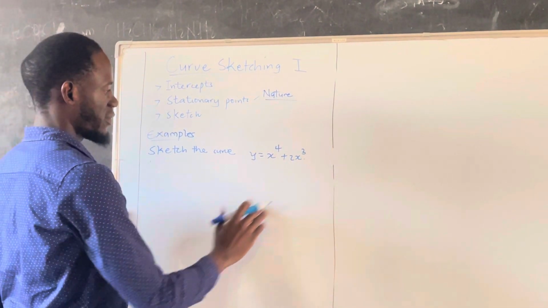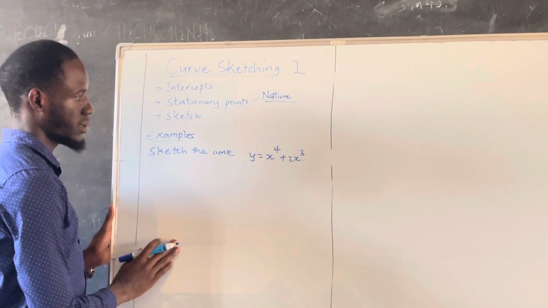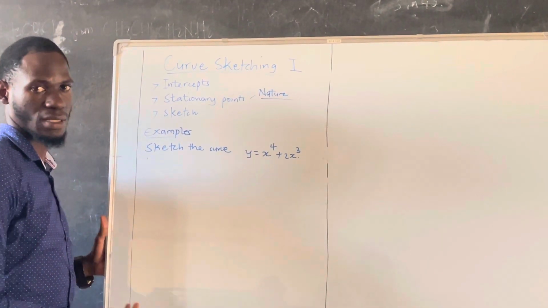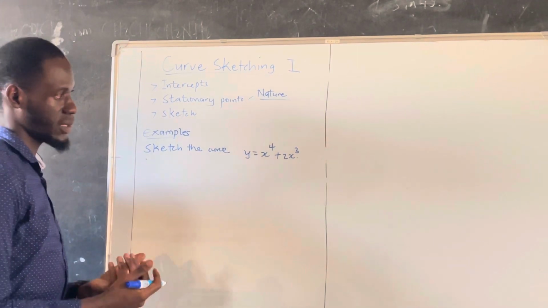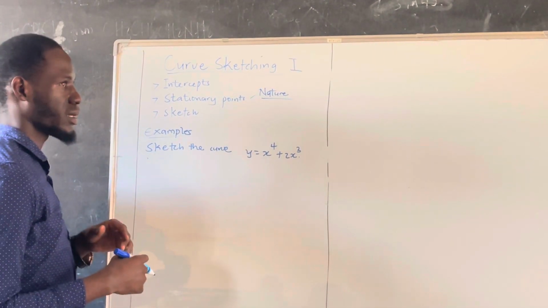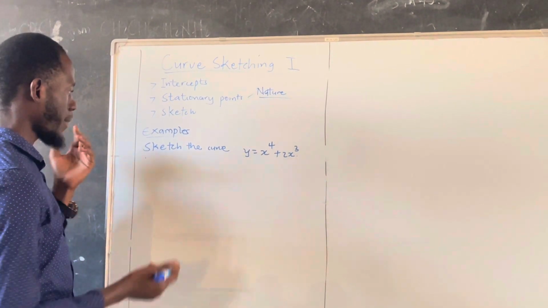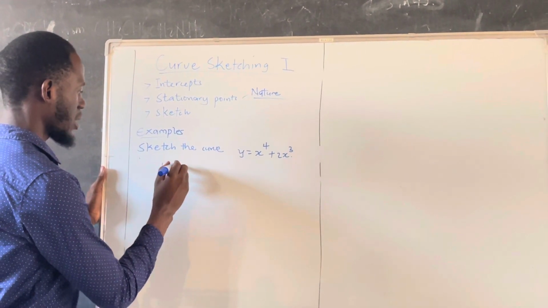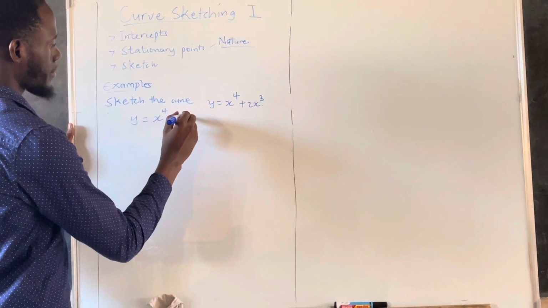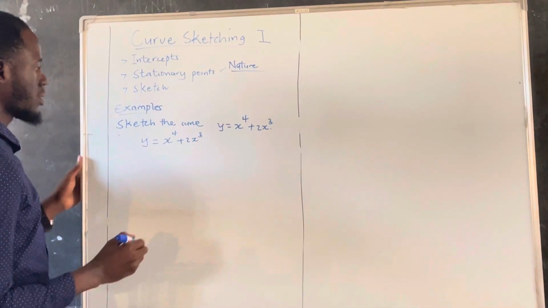So this is our curve. We have sketched the curve, meaning that we have to, by default, establish the turning points. Then we distinguish between these turning points. Is it a maximum, minimum? Is it a point of inflection? So here we start by writing our equation, which is y is equal to x power 4 plus 2x cubed.